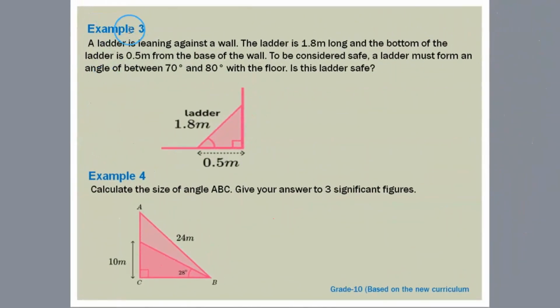Another example 3, a ladder is leaning against the wall. The ladder is 1.8 meter long and the bottom of the ladder is 0.5 meter from the bed of the wall. To be considered safe, a ladder must form an angle between 70 degree and 80 degree with the floor. So the question is, is this ladder safe?